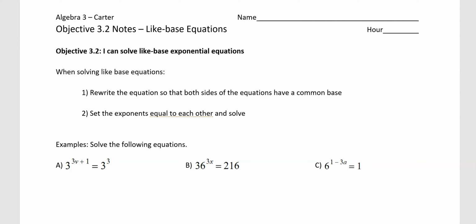Objective 3.2 says I can solve like-base exponential equations. And that's what we're going to do today.